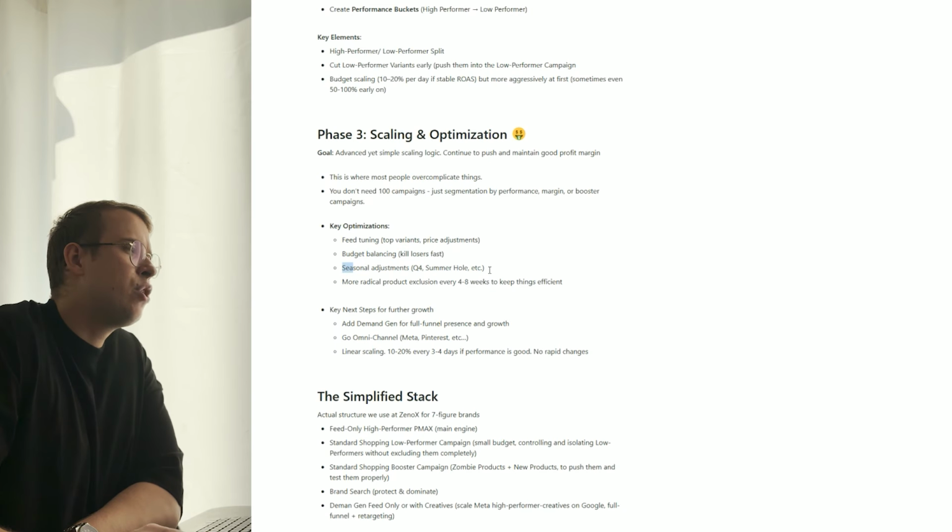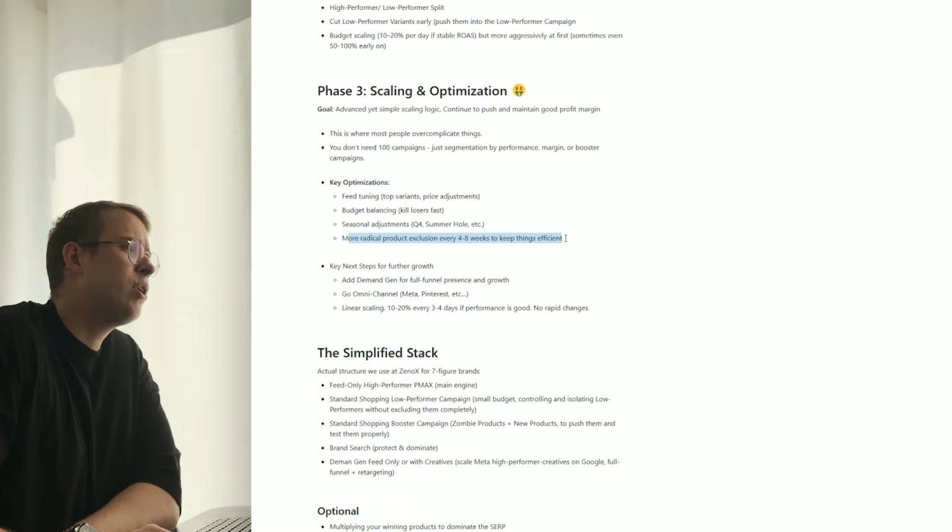At this level, you're quite big. Be aware of seasonal adjustments, any changes, any holidays, so you're aware of that and you can optimize in time, especially when you operate on a bigger budget, so you keep that in mind. And from time to time, that's quite an important step as well, especially if you have big product catalogs. We tend to be more radical and definitely more aggressive every 4 to 8 weeks to keep things efficient.